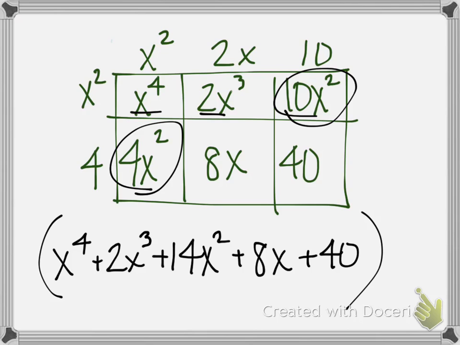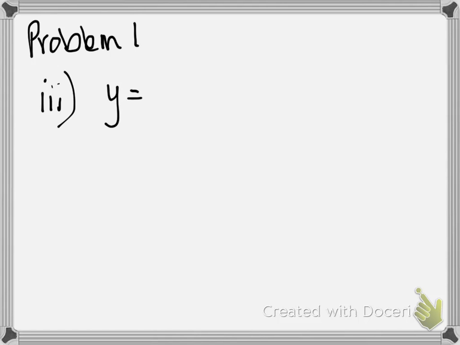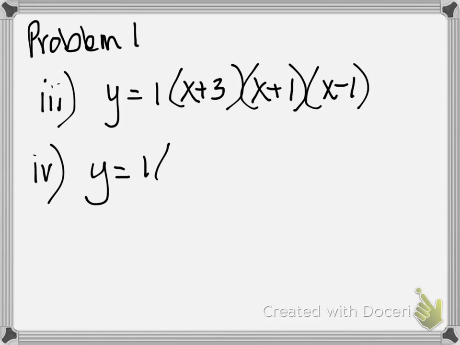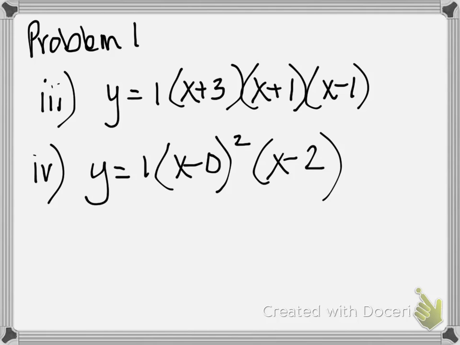So if you go back to the first page, problem 1, whoops, can't write in squares, you're not going to understand that. So problem 1, number 3, you should have y equals 1 times x plus 3 times x plus 1 times x minus 1. For number 4, you should have y equals 1 times x minus 0 squared, that's a double root, and x minus 2. So that's for problem 1.